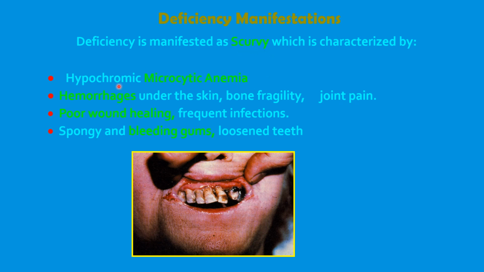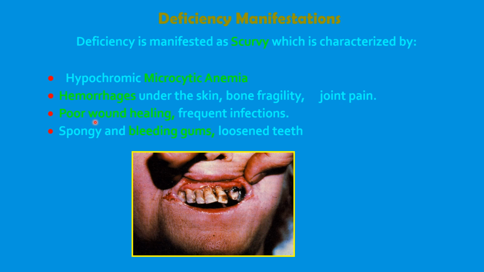One of the features is hypochromic microcytic anemia. This is iron deficiency anemia, and we can see it because without vitamin C we will not be able to form iron 2, which can be absorbed. We have seen vitamin C is important for maintaining bone and capillaries. So in deficiency, there will be hemorrhages under the skin because the capillary walls are not strong, bone fragility, and joint pain because the bone is also not strong.